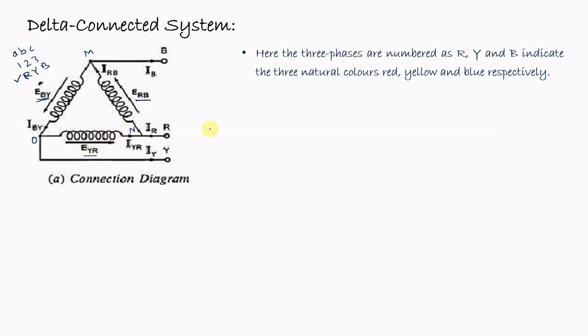If it is a balanced system, then the magnitude of the three phase voltages should be the same. So we can write ERB should be equal to EBY and it should be equal to EYR. Let's say this is named as E phase, that is the phase voltage. So for a balanced system, the magnitude of the three EMFs induced in the three different coils are the same, and this is considered as the phase voltage.